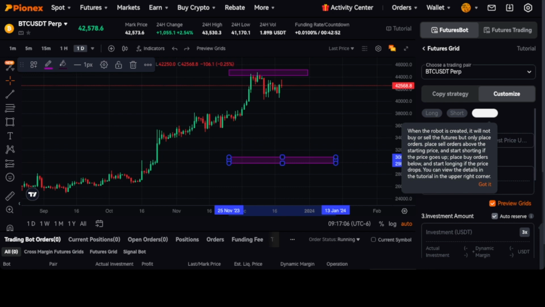All right. So if you actually click on it, you can end up reading this. It says they only place orders. Place sell orders above the starting price and start shorting if the price goes up. Place buy orders below and start longing if the price drops. You can view and edit the details in the tutorial in the upper right hand corner. So there is a tutorial for you. I don't ever use a neutral bot.